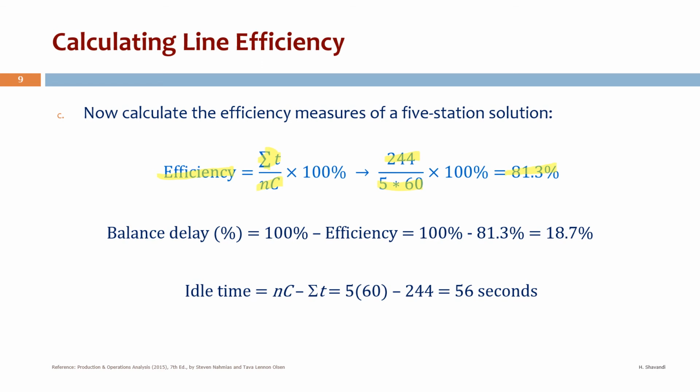And the balance delay here is calculated by 100% minus efficiency, it will be 18.7%. And idle time here is NC minus the sum over T, which would be 56 seconds. So this means that in our assembly line, in any cycle, we have 56 seconds as the idle time. Okay.